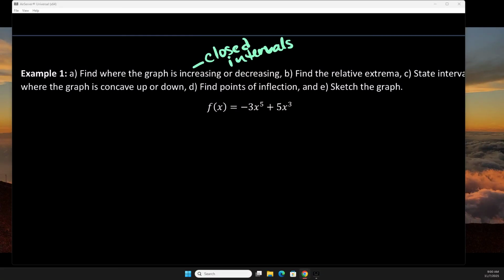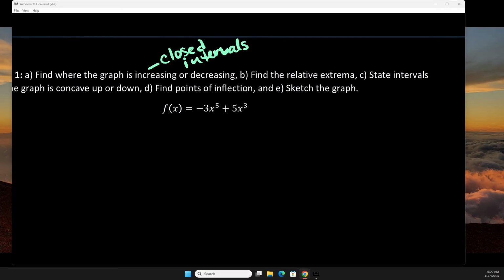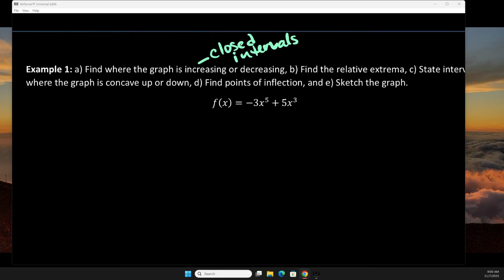We've already done that; it was on your quiz yesterday, and you did great. We're going to find relative extrema. We've already done that too; it was on your quiz yesterday. You did great. We're going to find the intervals where a graph is concave up or down. That is going to be open intervals. And I know it's hard to keep straight.